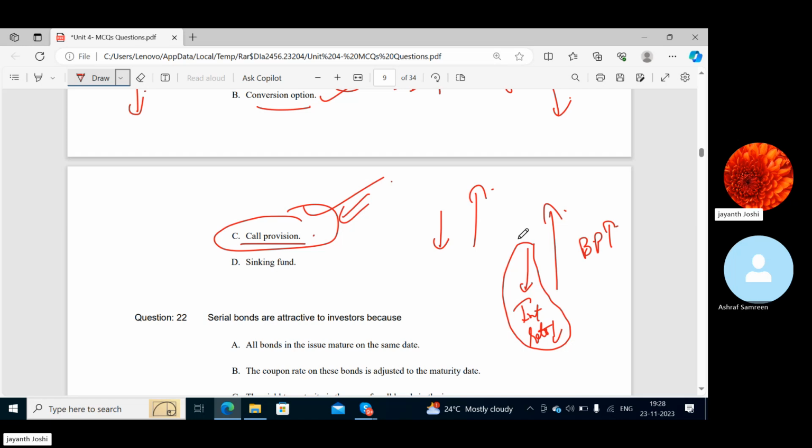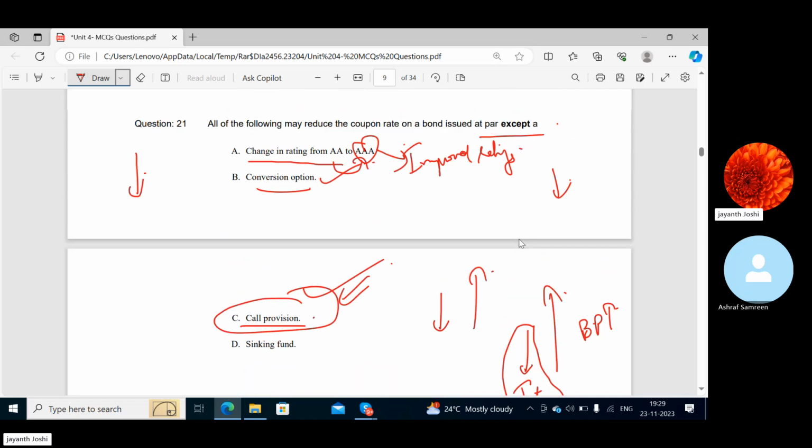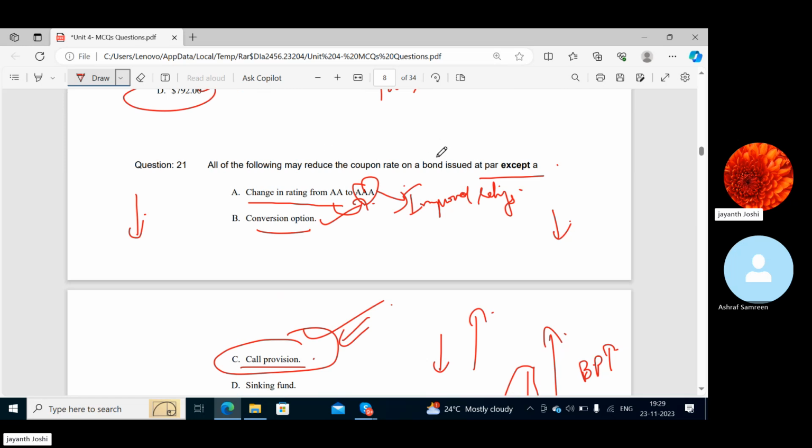So they will buy back the bond at lower prices and stop paying the interest to the bondholders. This is not acceptable. So, all of the following may reduce the coupon rate of a bond issued at par, except: see, this option, this option, this option, this option.